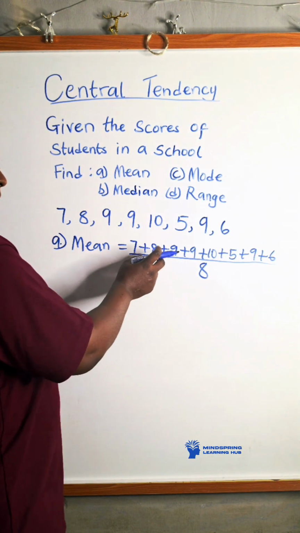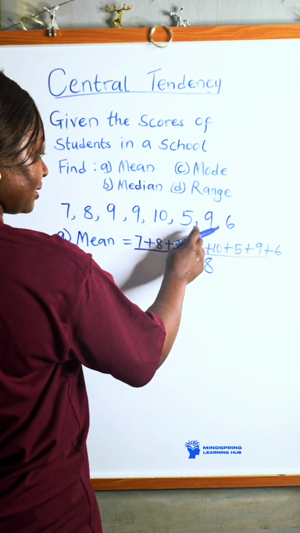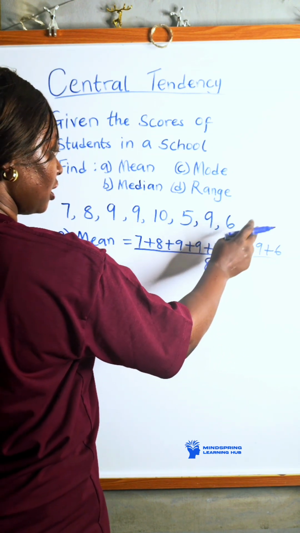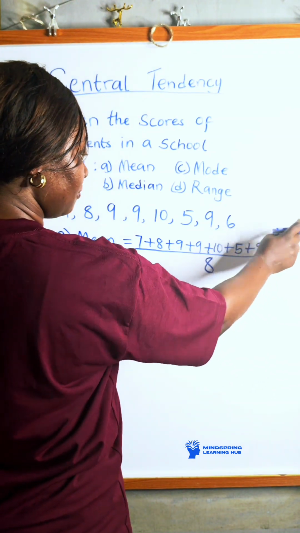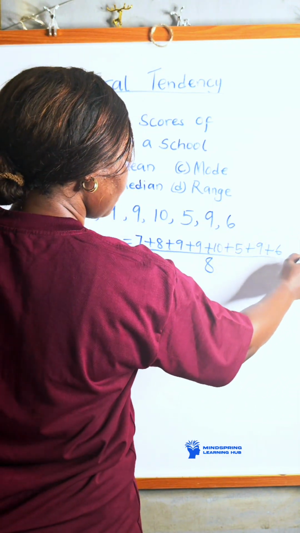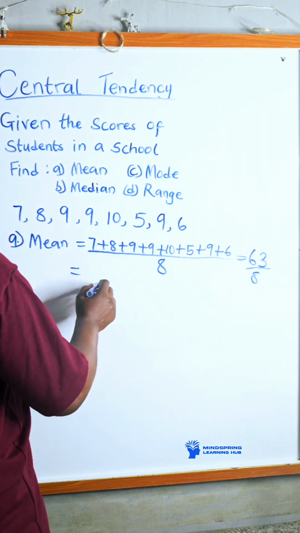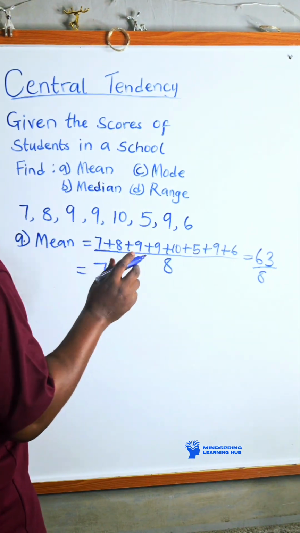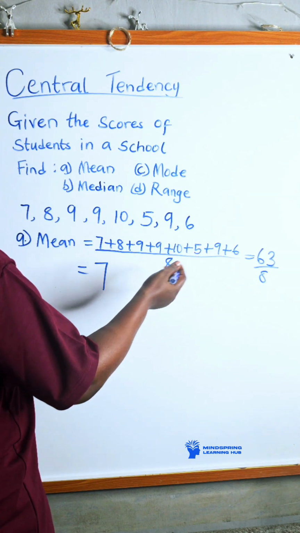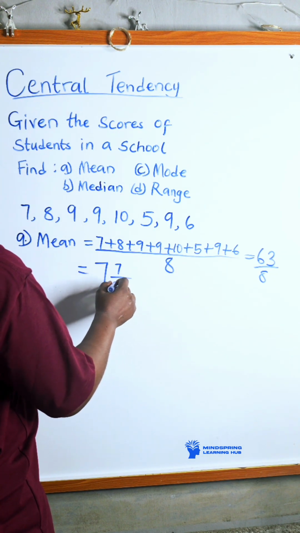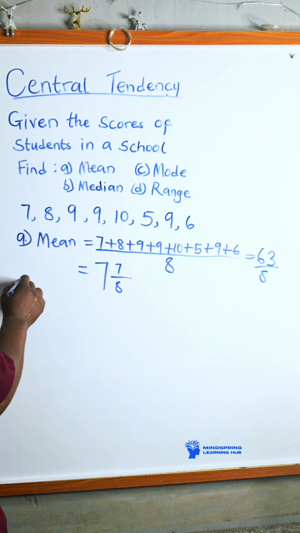We have 7 plus 8, 15. 15 plus 9, 24. 24 plus 9, 33. 33 plus 10, 43. 43 plus 5, 48. 48 plus 9, 57. 57 plus 6, we have 63 divided by 8. So how many 8s can you find in 63? That is 7, because 7 times 8 is 56. That's not up to, so you have the 7 over 8, which you can also change to decimal. Now let's go to the next one.